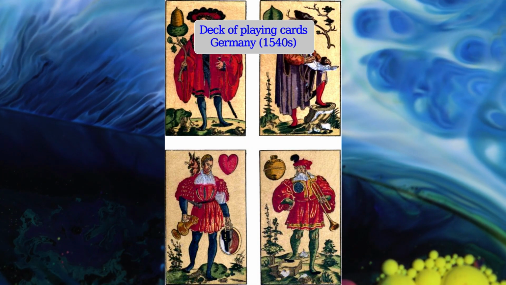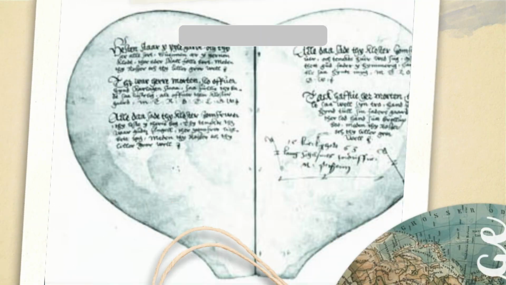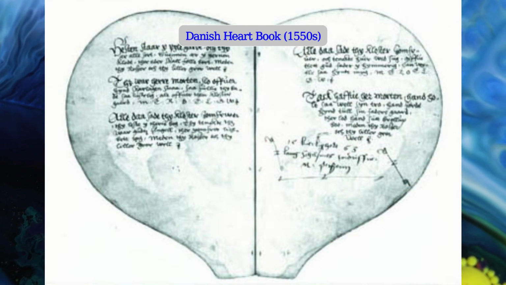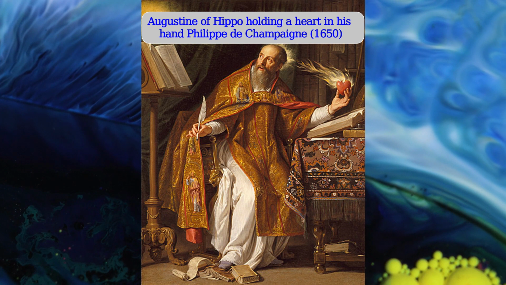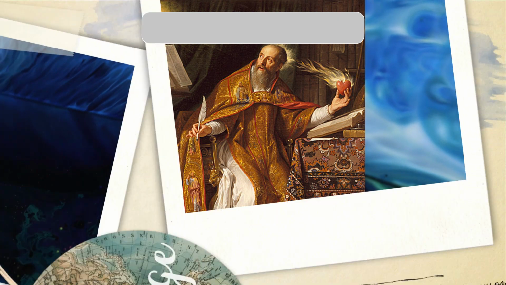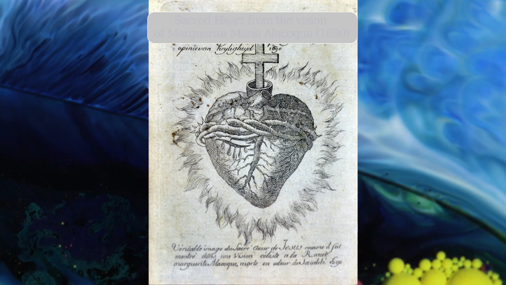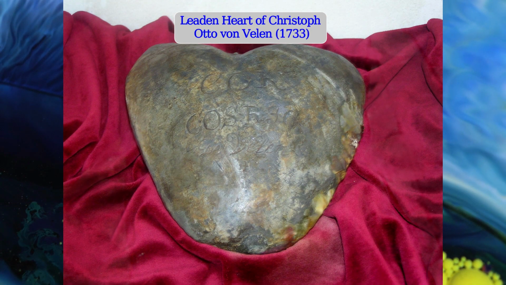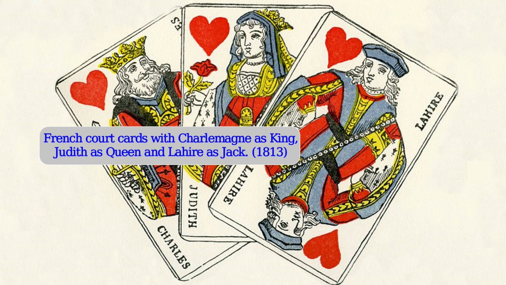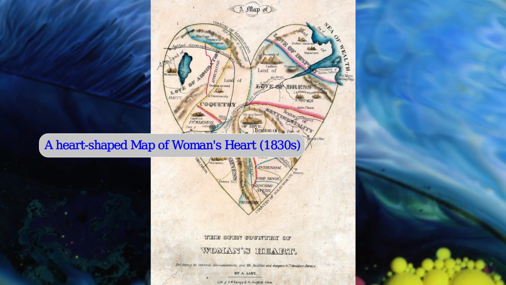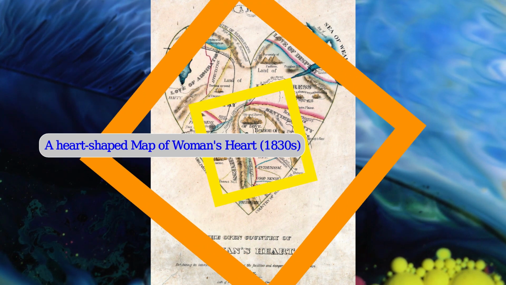Heart suit in a German deck of playing cards. Heart-shaped Danish manuscript. Augustine of Hippo holding a heart in his hand painting. Depiction of the Sacred Heart from the Vision of Marguerite Marie Alacoque. The Leaden Heart of Christophe Otto von Velen. French court cards with Charlemagne as king. And a heart-shaped map of woman's heart are worthy of mentioning.